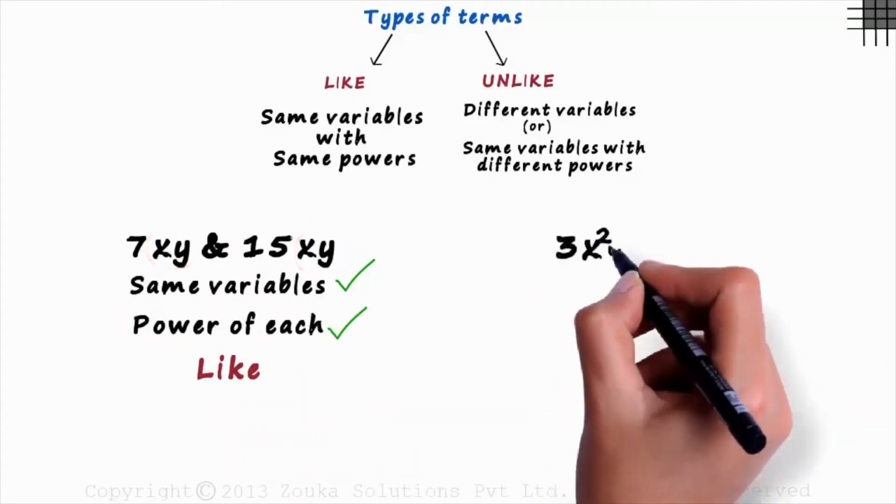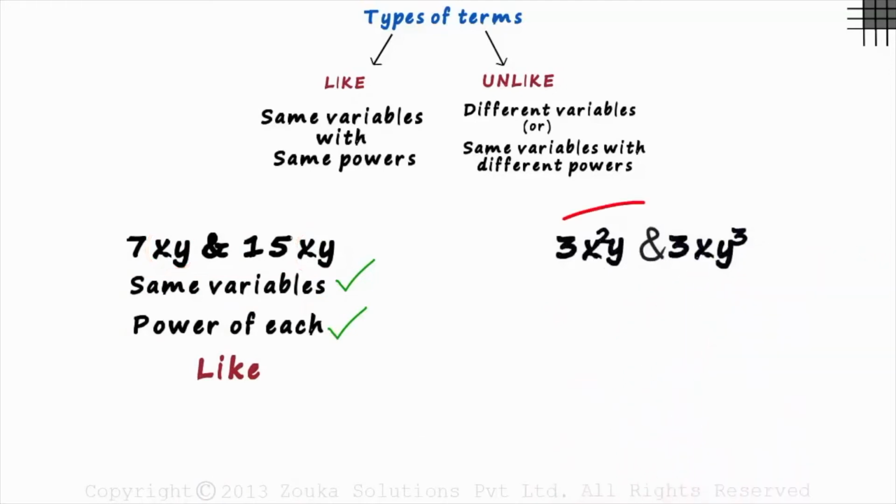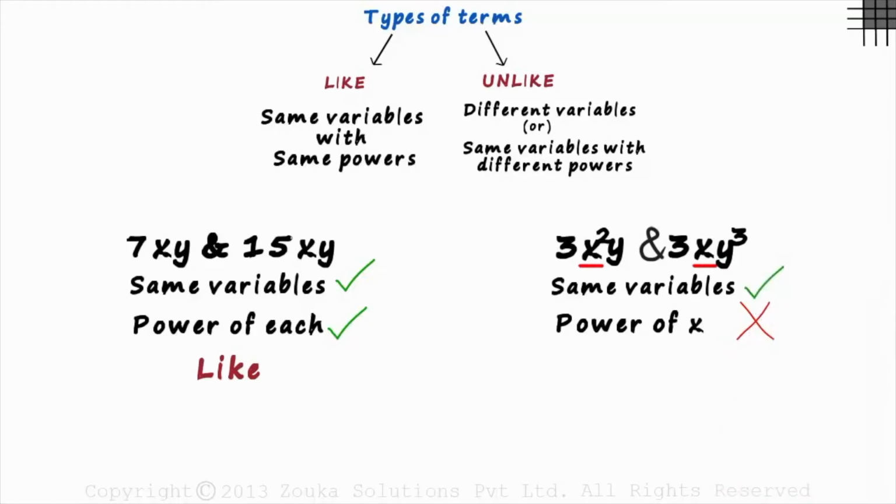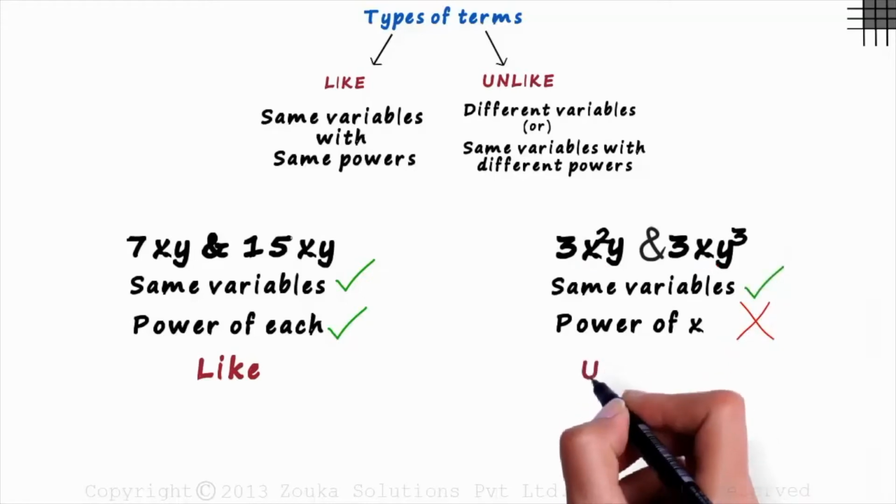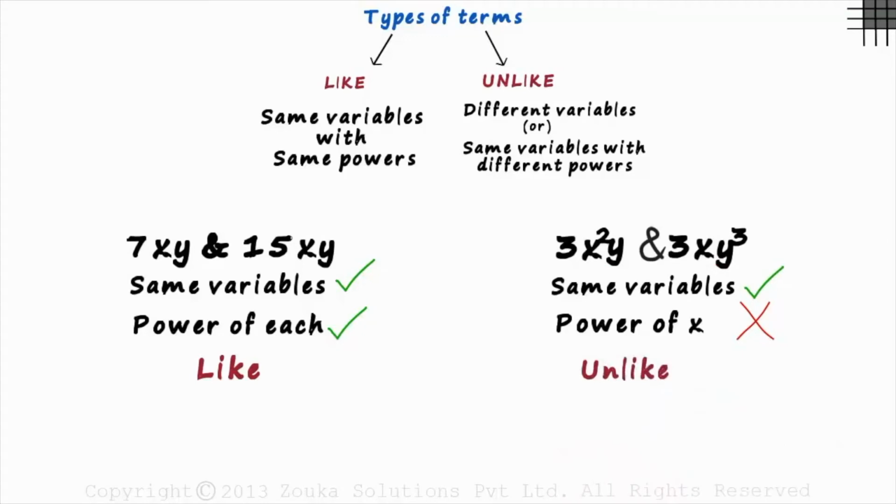What about 3x squared y and 3xy cubed? Are they like or unlike? Both the terms have the same variables, x and y. Now let's compare the powers of each of the variables. Let's look at the power of x first. In the first term, it's 2, and in the second, it's 1. It's not the same. Even though the variables are the same, because the powers are not equal, these are unlike terms. Observe that we do not bother to check the powers of y in each case. Remember, if the power of one of the variables is different, the terms become unlike.